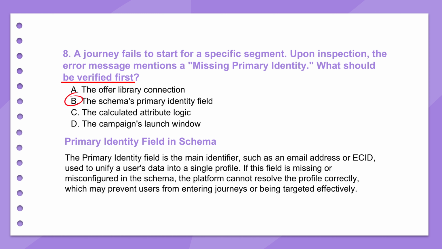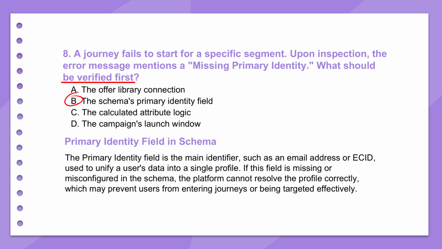Ah, the primary identity again. Yes. As we sort of touched on with the identity graph, a primary identity, like an email address or maybe a unique customer ID, is essential for linking all the different pieces of data to a single person. So if that primary identifier isn't correctly defined in the schema, or maybe it isn't being included in the data coming in, the system can't really tell who's supposed to be entering the journey.